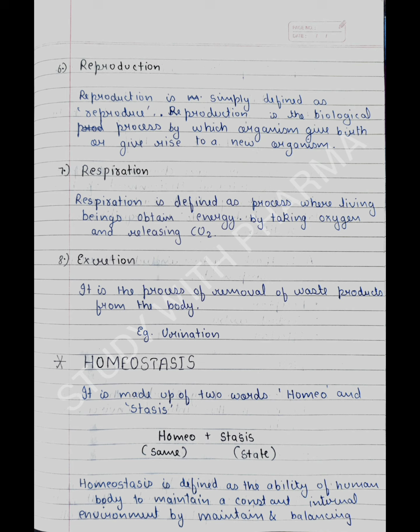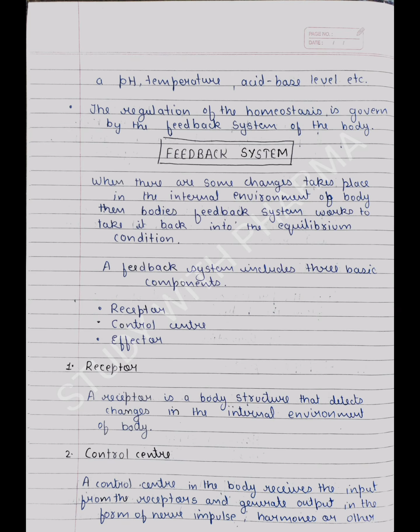The most important topic in this chapter is homeostasis. Homeo means same and stasis means state. Homeostasis is the ability of the human body to maintain equilibrium in internal and external environment. It is regulated by feedback systems. The three basic components of a feedback system are receptor, control center and effector.